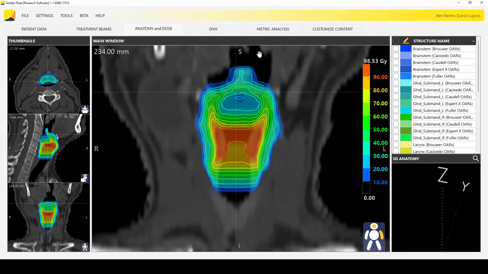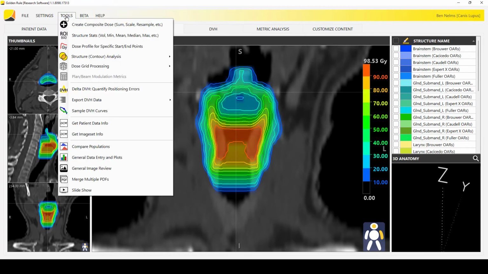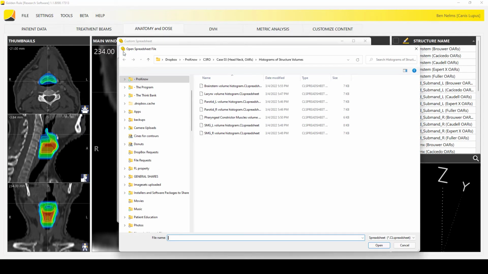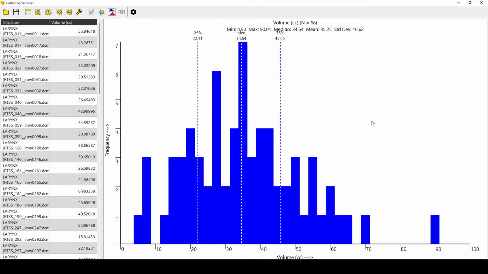So before we do anything else, let's get the metric. This is a metric of volumetric variation, or the gradient index, 4.231. Not surprising, very high. While we're looking at just kind of variation, let's look at the histogram of volumes. Okay, that's a wide spread.